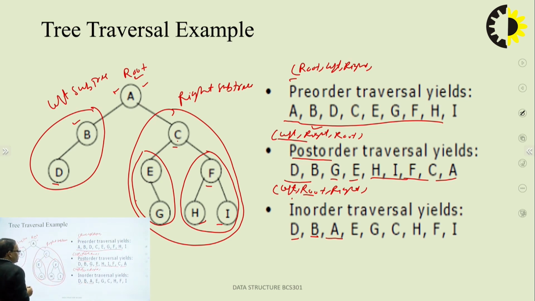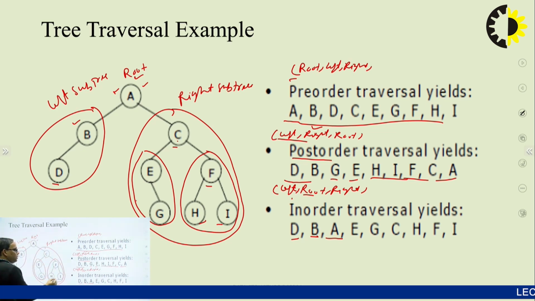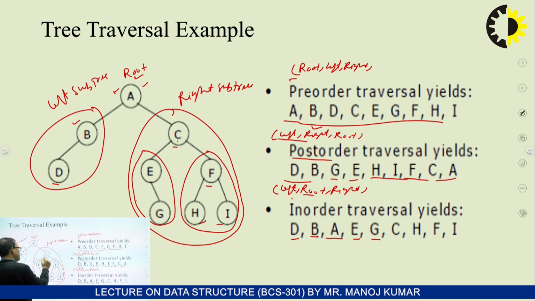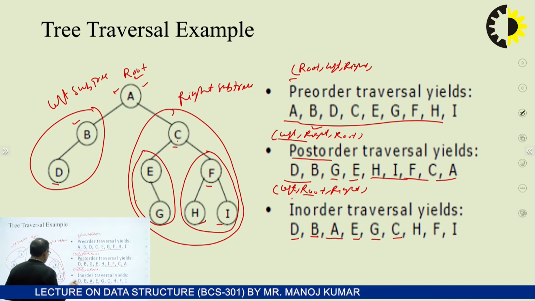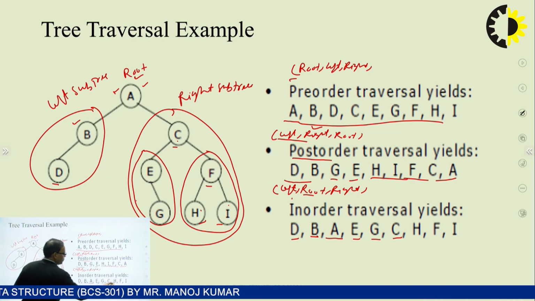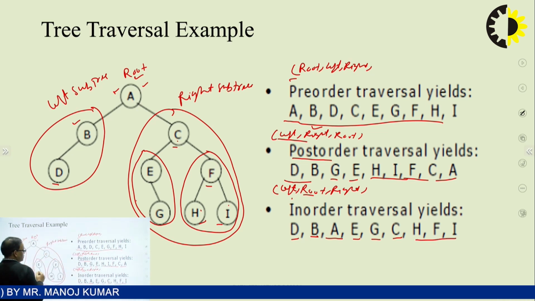Now come to the right subtree. In the case of the right subtree, again we will visit this complete right subtree by following this rule: left, root, right. In the right subtree, there is no left child of E, so E will be visited. After that G will be visited. The left subtree is visited, then the root, C is visited. Now come to this left, root, right. So H, F, I. This is the root A.